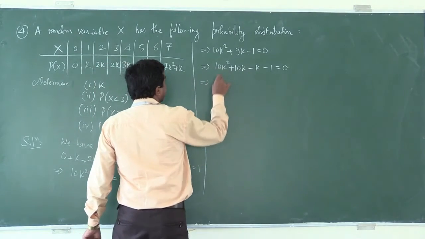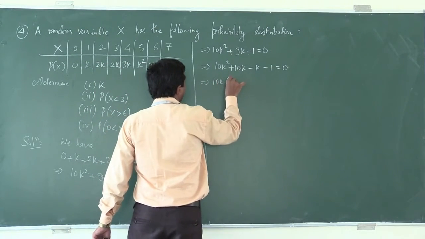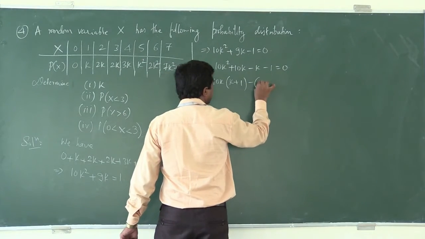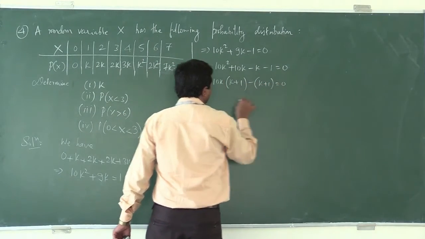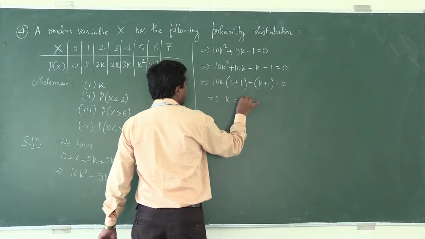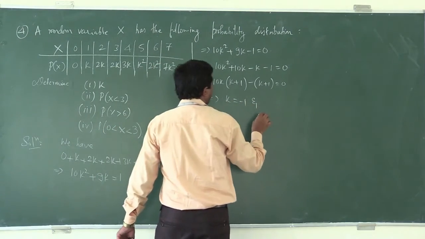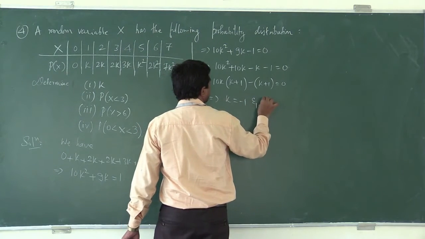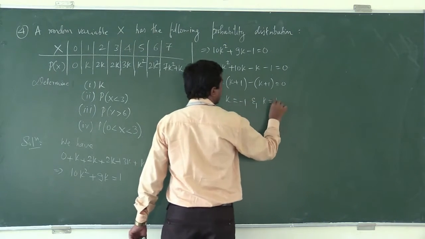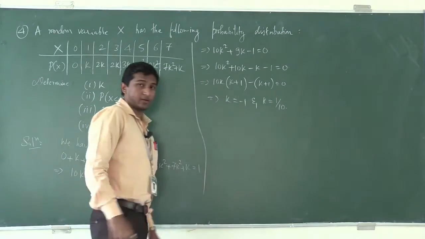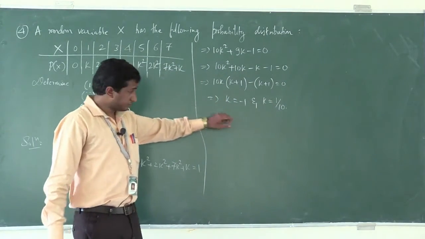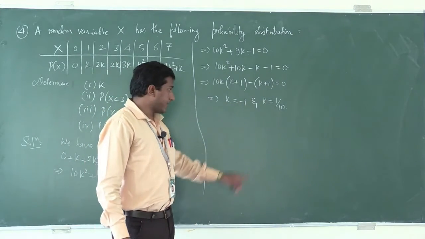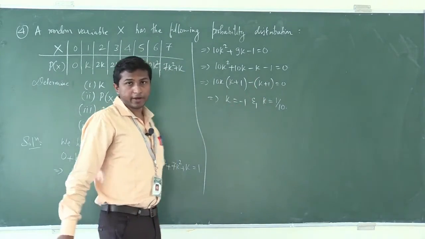So I can take 10k common. I have k plus 1, minus 1 common from the next term, k plus 1. So the values of k are minus 1 and k equals 1 by 10. So the two values of k are k equals minus 1 and k equals 1 by 10.